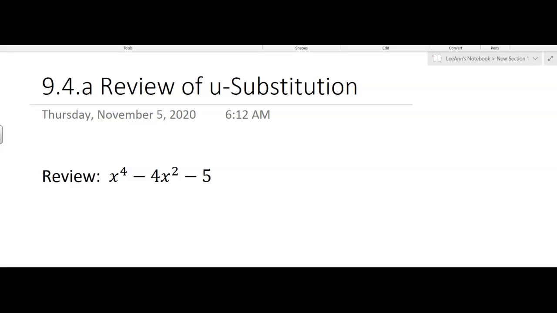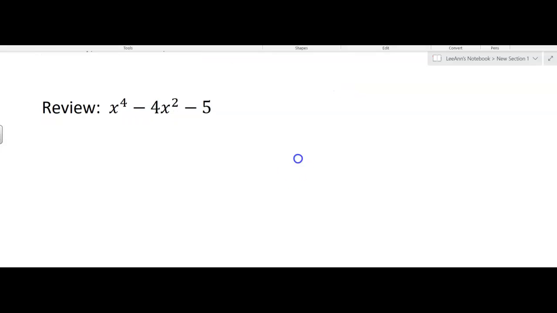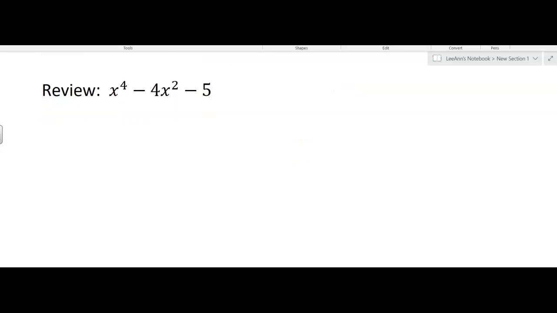Okay, so we're going to review something we did a while back in chapter 6 when we were factoring. We don't have a quadratic equation here, and we don't even have a quadratic expression, but it's going to be in the form of a quadratic expression. And we did that by using what we call a u-substitution.